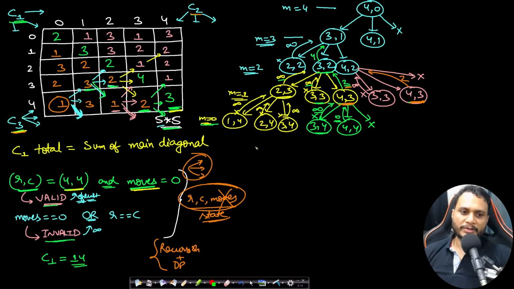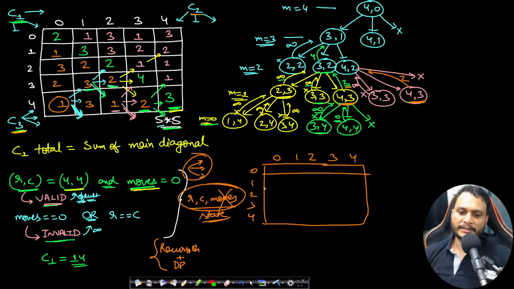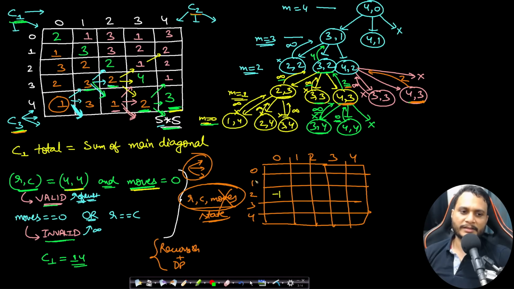This will only be possible if you have created another matrix called a memoization table of the same size as the matrix, 0, 1, 2, 3, 4. All the input values have to be something invalid. In this case, the fruit collected cannot be negative, so I'll be filling this entire matrix with -1 values.